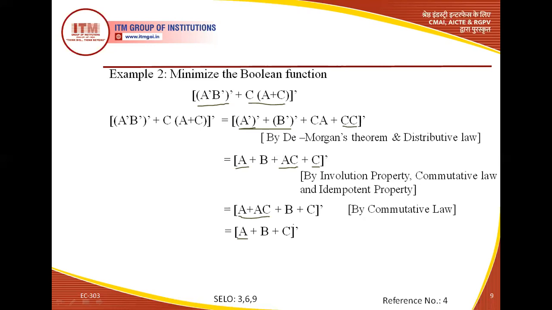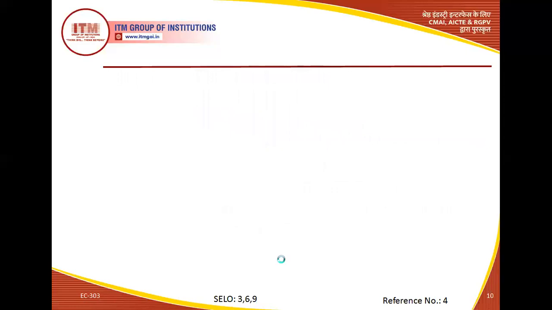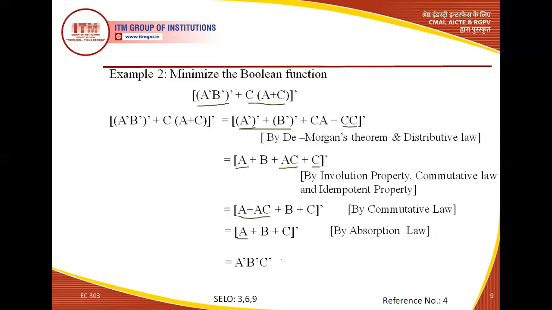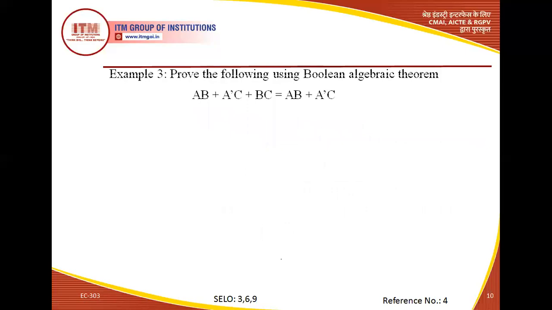Now again we apply the De Morgan theorem. So we get A' dot B' dot C'. So the simplification of the given function is A' dot B' dot C'. So in such a manner we can minimize the given Boolean function.